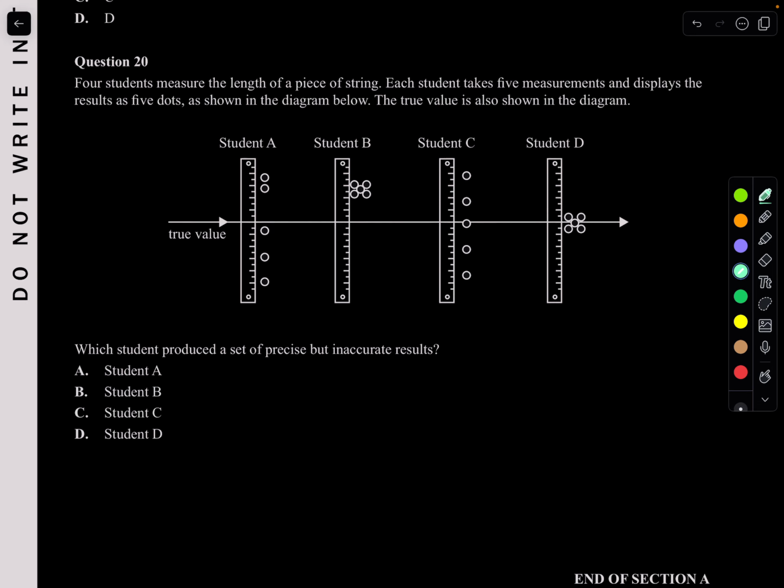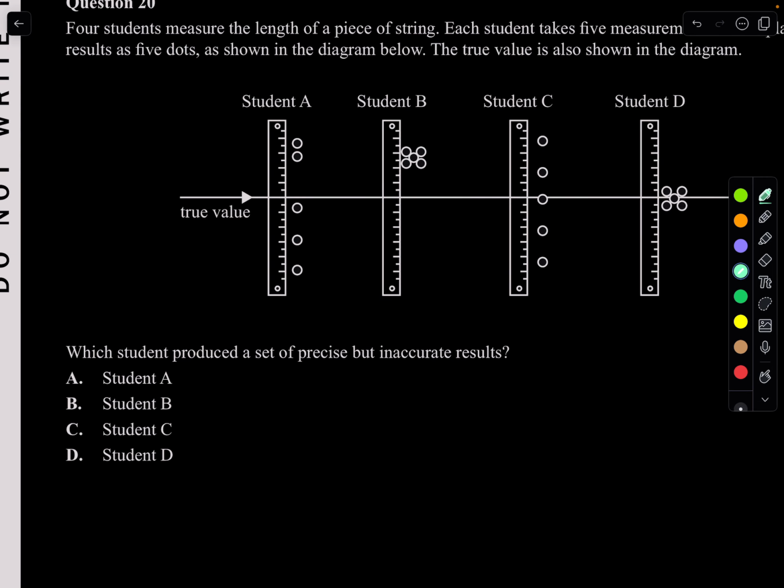So let's have a look. Look at student A. Student A has inaccurate results because his actual answers are not on the true value. Most of them are not on this true value line. So they're inaccurate. And in terms of precision, it's also not precise as the values are not closely related to each other. Their range is very large. So inaccurate and not precise. Let's look at student B.